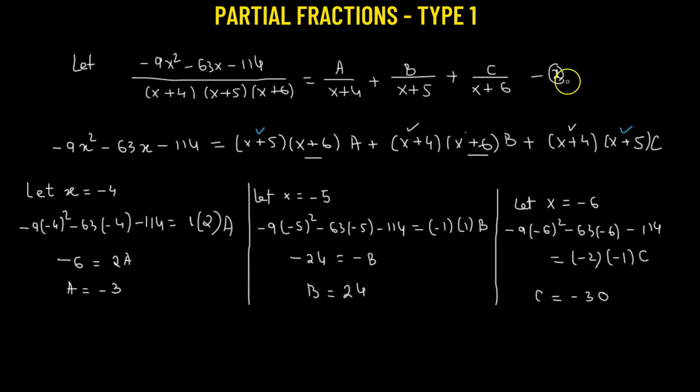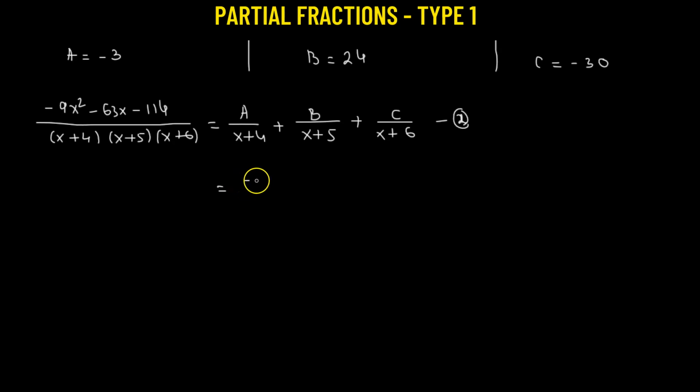Now we can substitute this into equation number 2. So let's do that. In place of a, we have -3, all divided by x plus 4. Then in place of b, we have +24 divided by x plus 5. And in place of c, we have -30 divided by x plus 6.